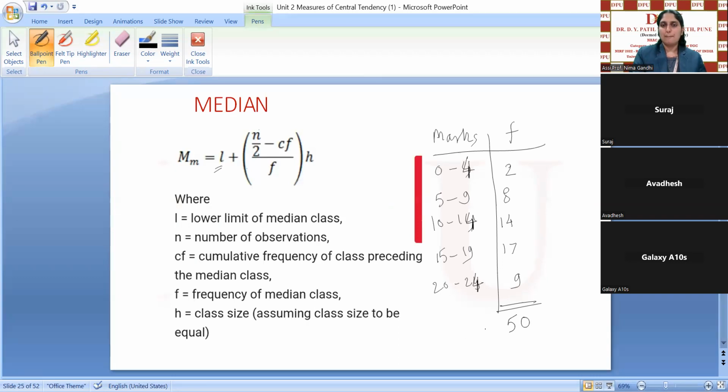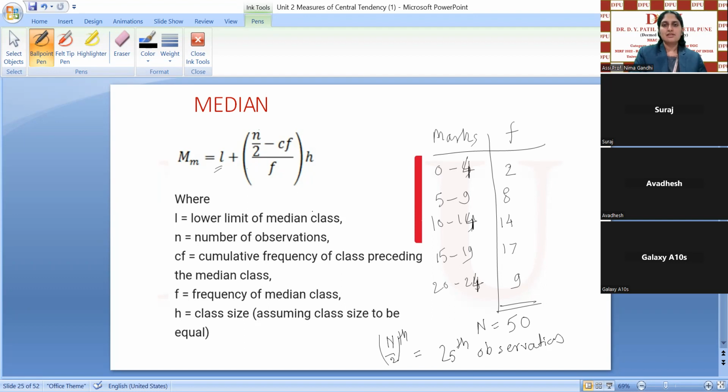Okay, so this is your capital N now, which means the total number of observations. We are finding the middlemost observation. If you have a total of 50 observations, you are interested in finding the middle observation, that is the 25th observation. So for finding the 25th observation, N by 2 means the 25th observation. So your N by 2 is 25, right?